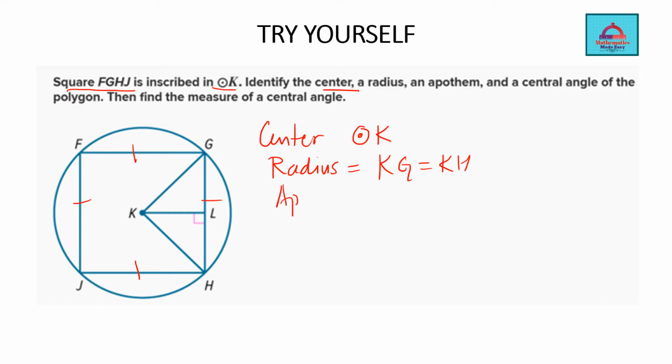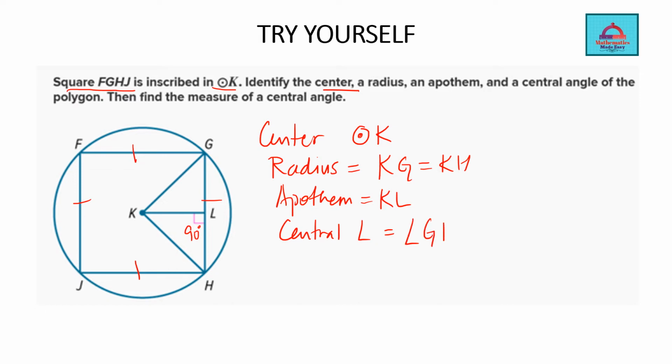Then apothem. Apothem is also very easy here. Apothem is perpendicular, so joining the center to L, that is KL, and it is given that KL is perpendicular to KH because this angle is given to you as 90. Now the central angle would be GKH.